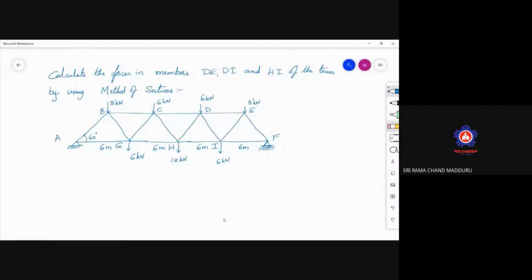So before that, first of all, we will calculate the reactions at supports A as well as F. As there is no horizontal force, you can neglect the horizontal reaction. Only vertical reaction is there. This is RA, and this is RF.